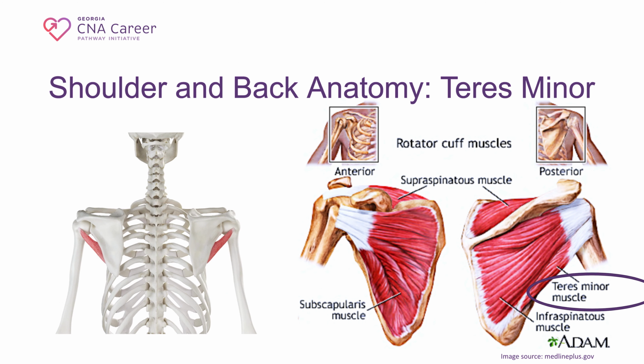The teres minor is one of the last posterior shoulder muscles connected to the rotator cuff. This muscle stabilizes the humerus's ball and socket joint, and lateral rotation. The teres minor originates from the posterior surface of the scapula. It inserts at the greater tubercle of the humerus. Tears to this muscle group occur from trauma, rapid use of force, or a direct blow to the shoulder.